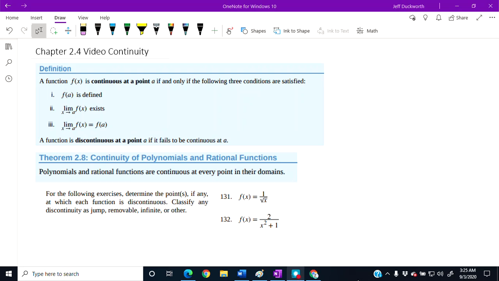All right, so chapter 2, section 4 talks about continuity of a function. In order for something to be continuous at a given point, you have to have all three of these things work. The function at the point a has to be defined. If it's undefined, you've got a problem. The limit of f of x as x approaches a must exist, and the limit as x approaches a of f of x has to equal its function value at a.